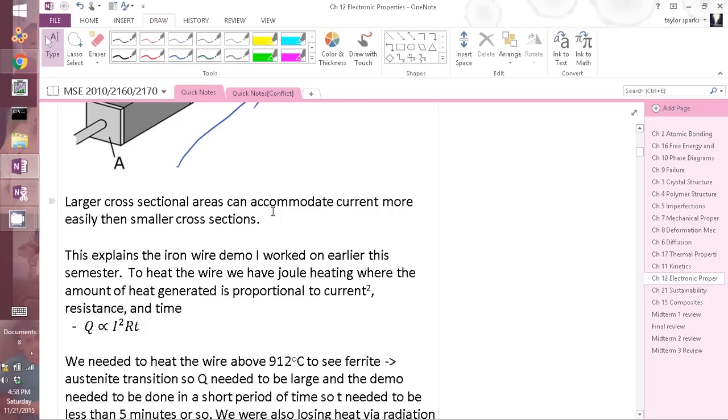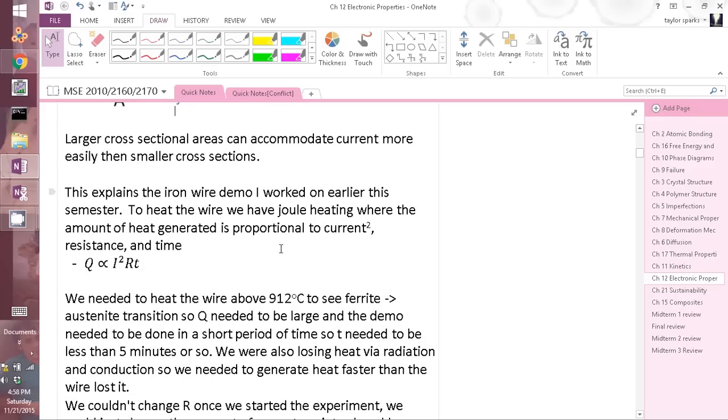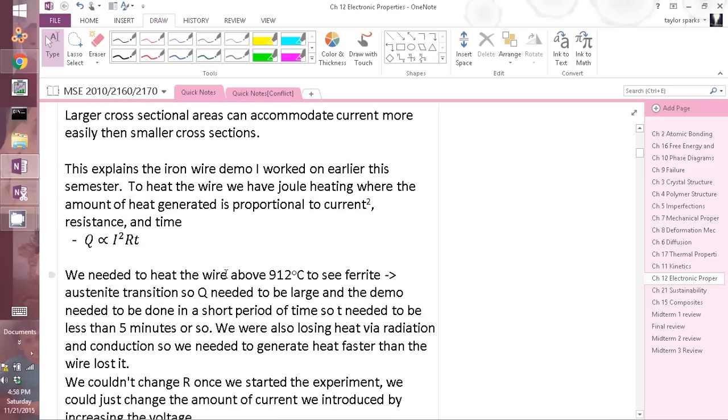And actually, this is a pretty good explanation of something that we observed this semester. Earlier on this semester, when I did the iron wire demo, you'll remember that for that example, I needed to apply electricity in an AC current back and forth through my wire until it heated up. So I was relying on something called Joule heating. Joule heating is the process of heating something by passing a current through it. And we can write that it's proportional to I squared R times t. So it's proportional to the current squared times the total resistance times time.